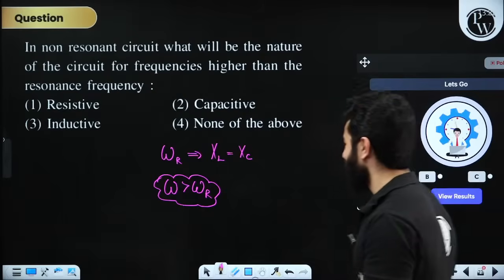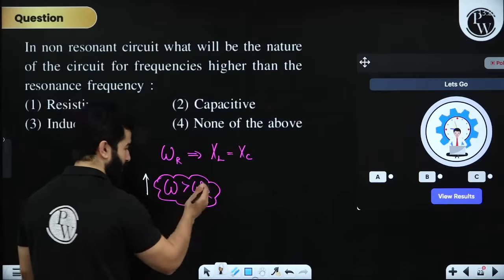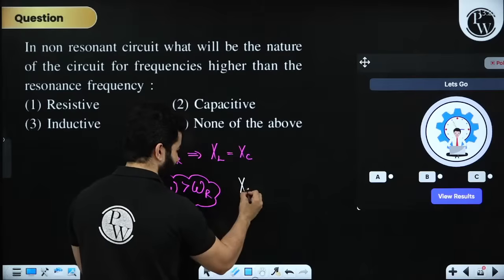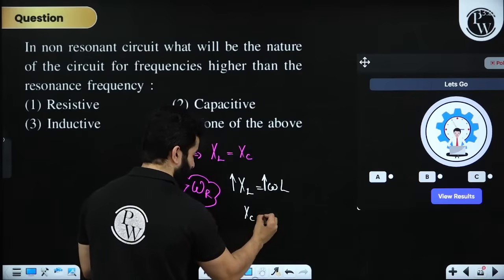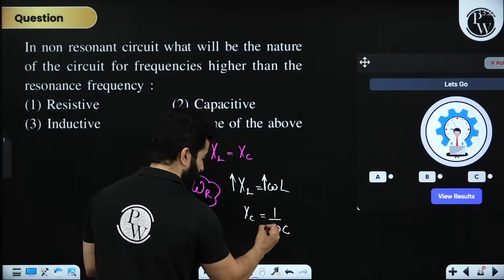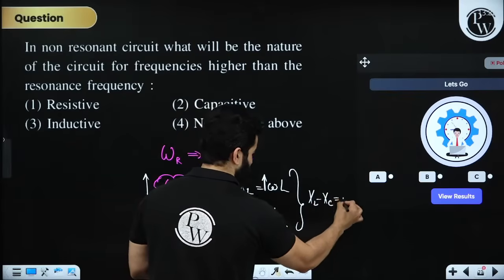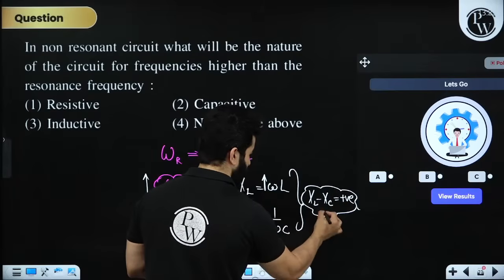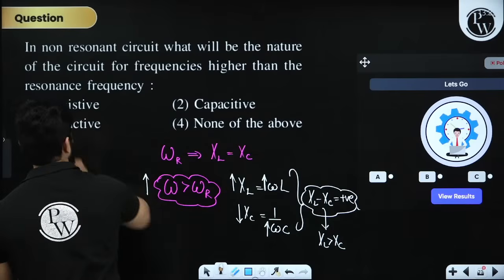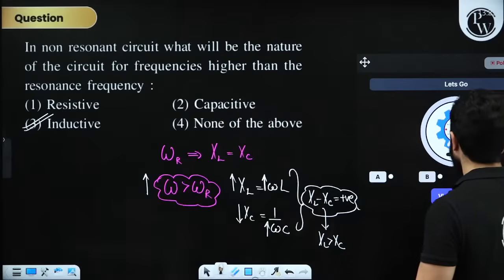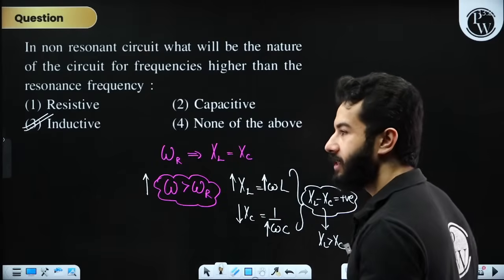For this one, my dear friends, everyone should understand that if you increase the frequency, XL is equal to omega L, so XL will increase. XC is 1 upon omega C, so if you increase the frequency, XC will decrease. So XL minus XC is going to be positive. That means XL will be greater than XC, that is, the circuit will be inductive. Shashu, your doubt about the last question is absolutely clear, buddy. Please confirm in the chat box.